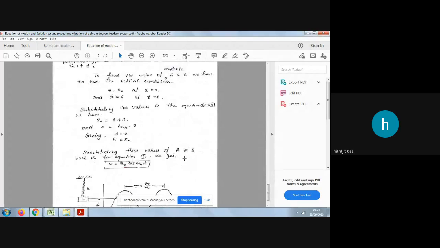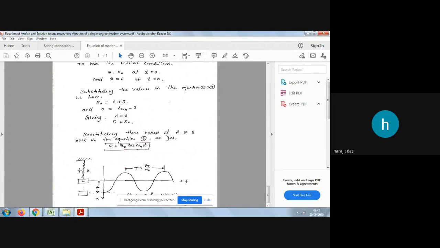In this particular system, there was only one spring, isn't it? Suppose there are two springs, which are connected in series or in parallel. Then how to find out the natural frequency of the system, or how to find out the equivalent stiffness of the system? Because it is very important to find out the stiffness of the total system. Then only you will be able to find out the natural frequency.